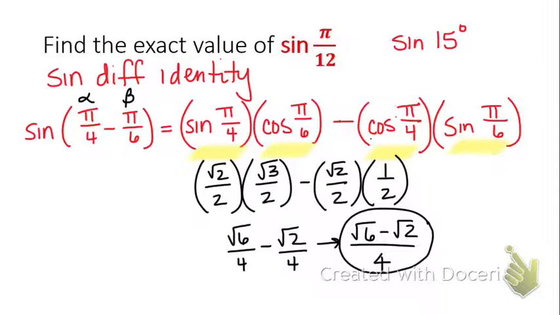If you have a calculator, if you type in the sine of 15 degrees, some calculators, like those yellow calculators, will actually give you that fraction. It'll say root 6 minus root 2 over 4.